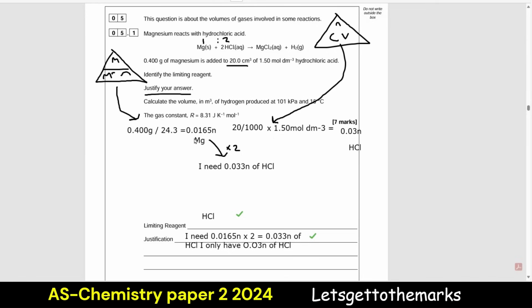Anyhow, this is going to get me, I would say, 3 marks. So 1 mark for working out the moles of magnesium, 1 mark for working out the moles of HCl. You've done the ratio, and then you get a mark for identifying using the ratio that the HCl was the limiting reactant, and a mark for your justification.